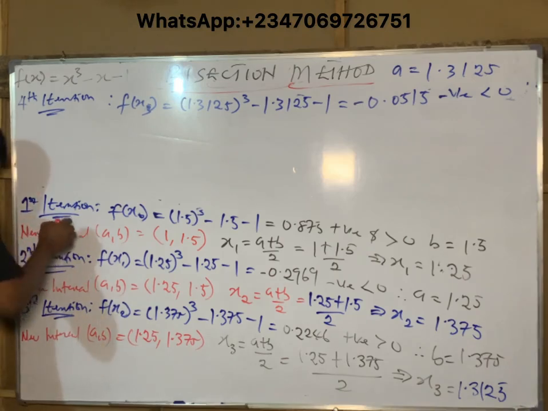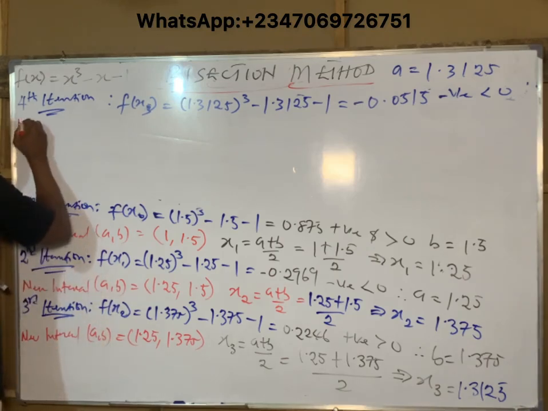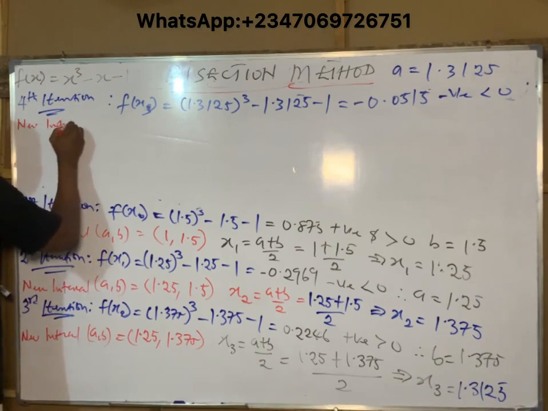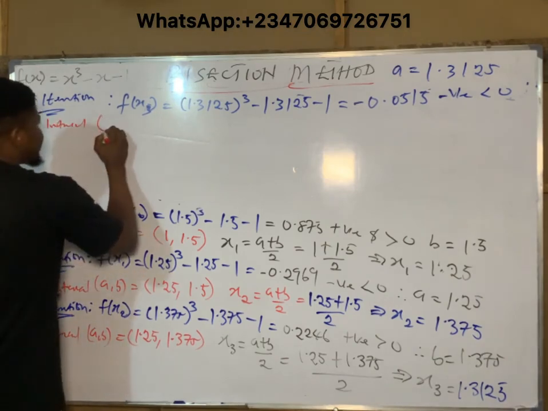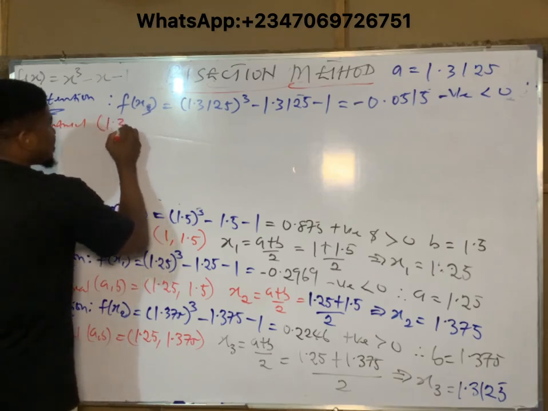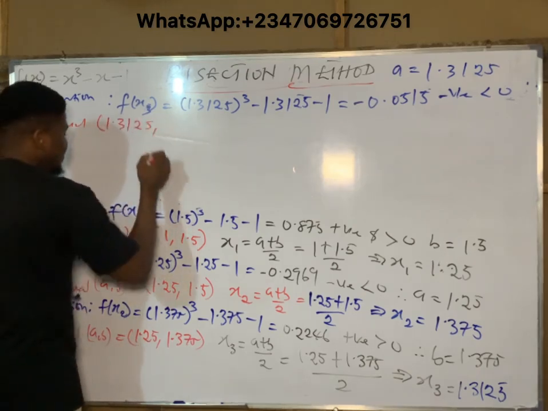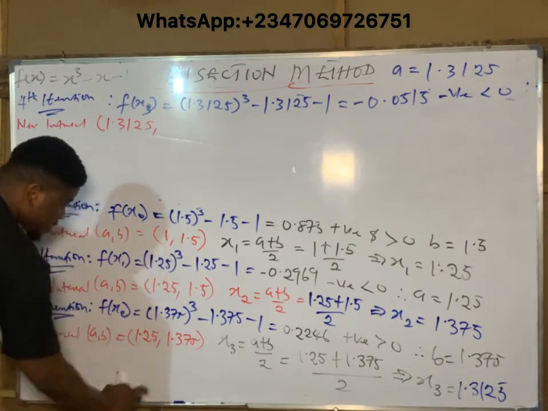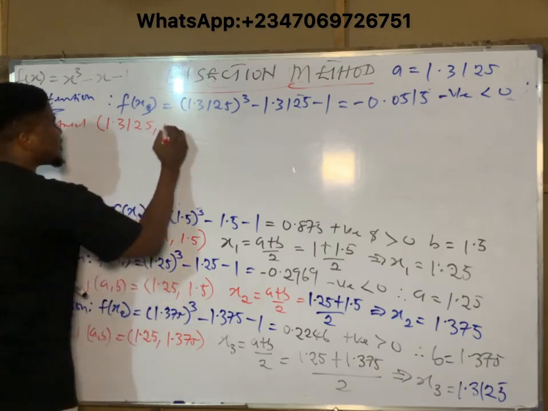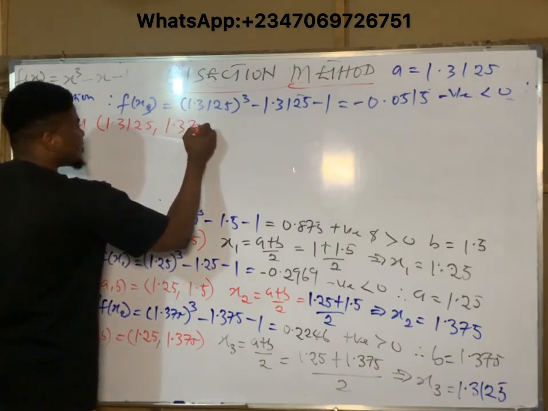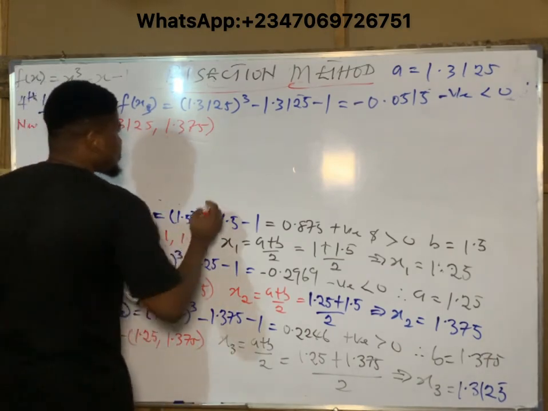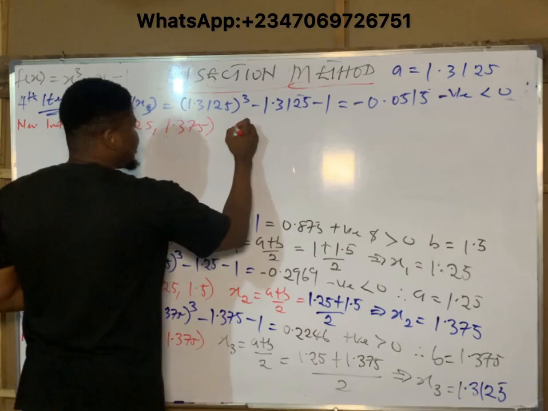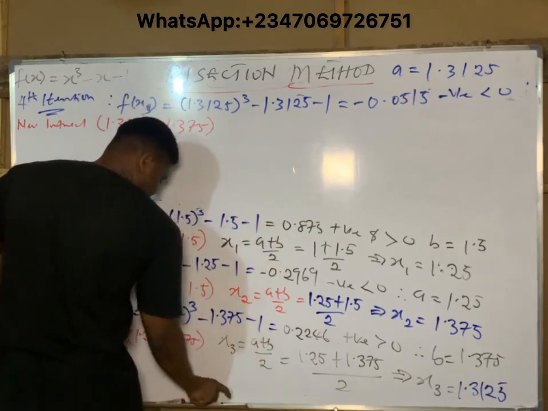The new interval now becomes, in place of a, 1.3125, whereas b still remains the previous value, which is 1.375. So with this now, we find our next iterative value, which is x4.